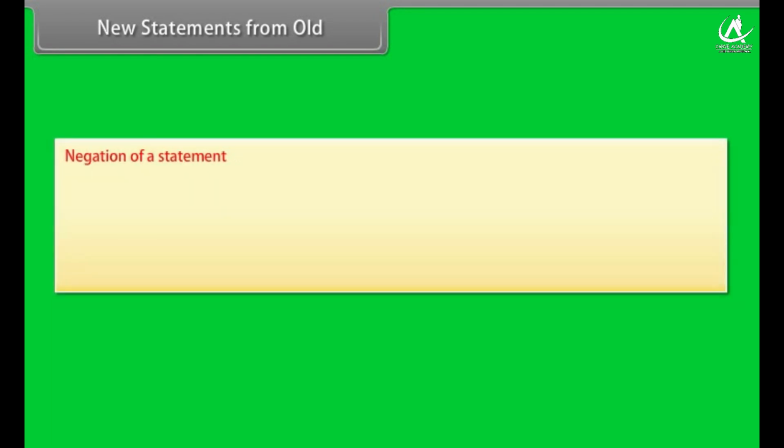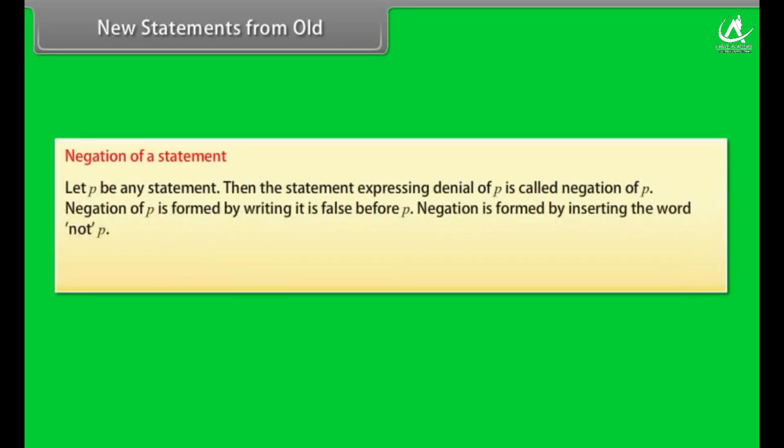New statements from old. Negation of a statement. Let P be any statement. Then the statement expressing denial of P is called negation of P. Negation of P is formed by writing "it is false" before P. Negation is formed by inserting the word "not" in P. Negation of statement P is denoted as "not P."